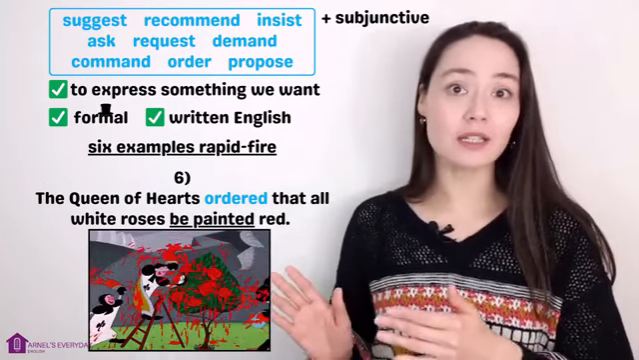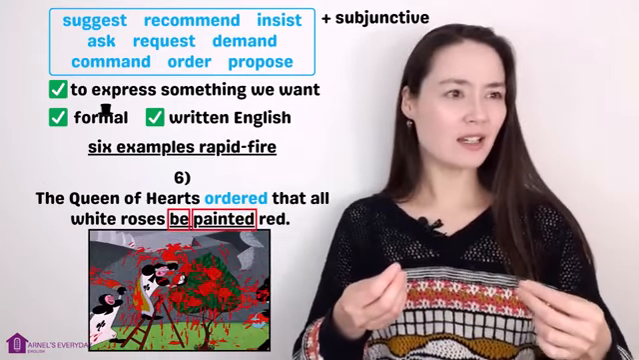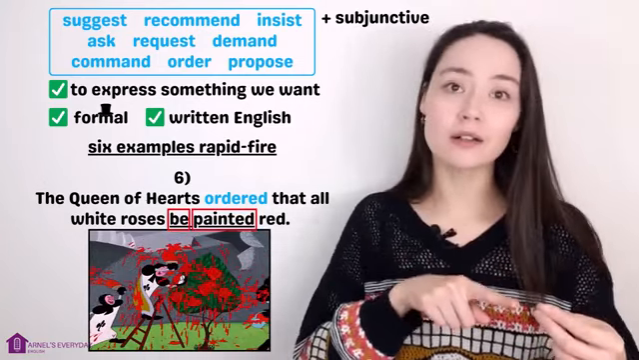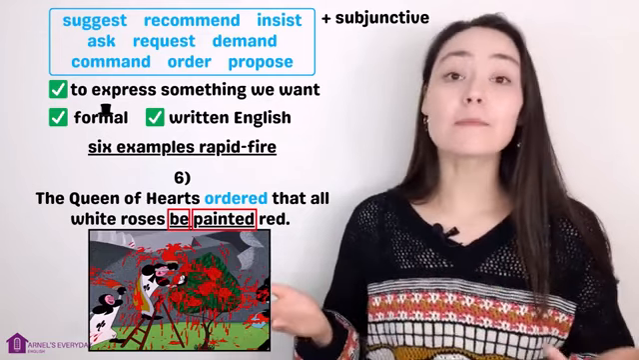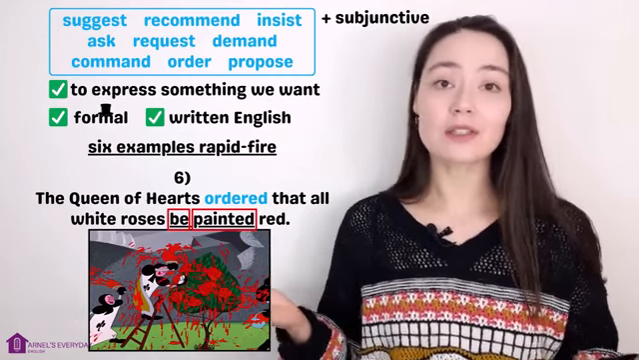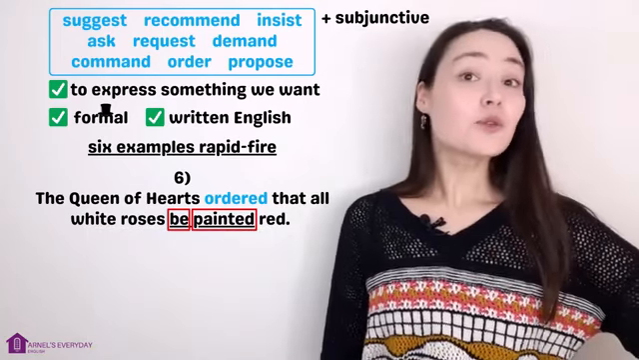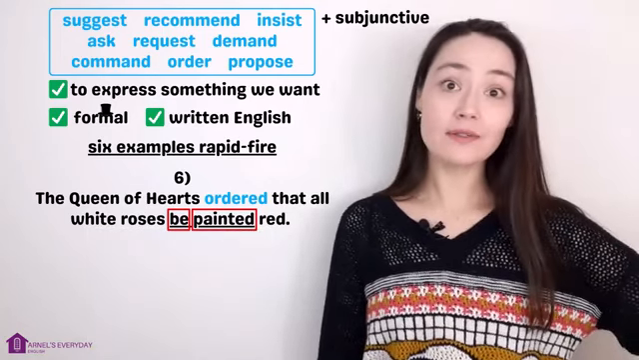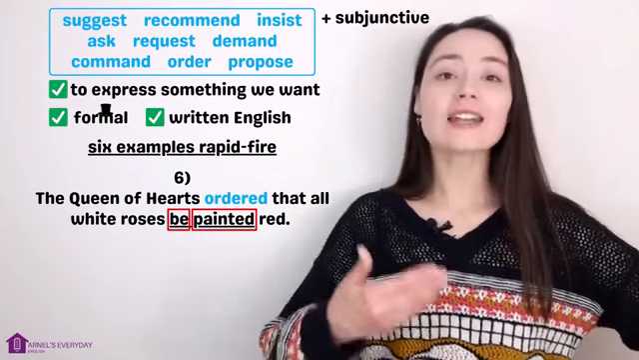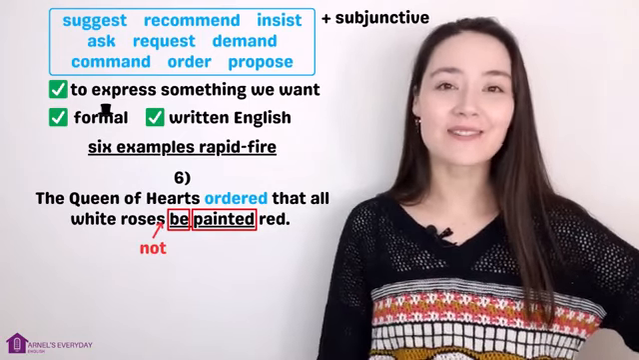And you can also see "be painted." Why is there a double verb there? Well, this is the passive voice. That works as well. How do we make the subjunctive negative? Well, we just add "not" before the verb.